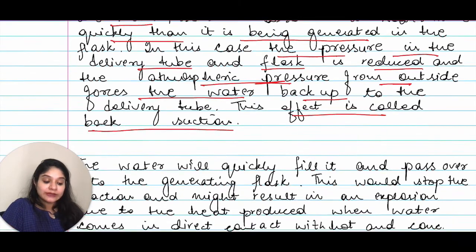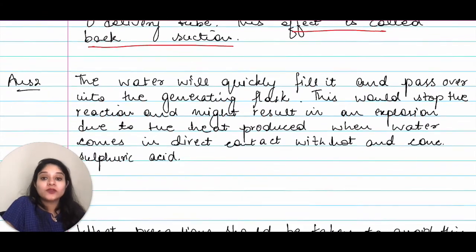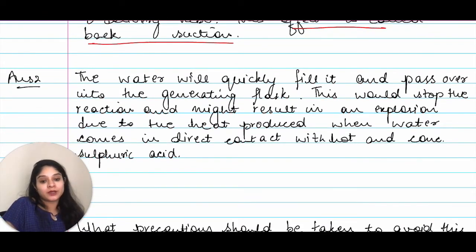Moving on to the second question. The second question said, what would happen if we use an ordinary tube? So what would happen is, if we have an ordinary tube, the water will rise up because of back suction, reach concentrated H2SO4, and an explosion may happen. So this was the answer for that.